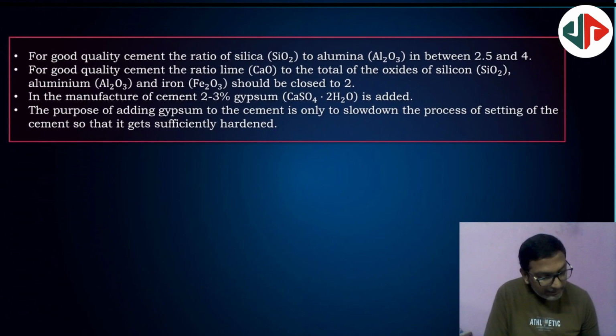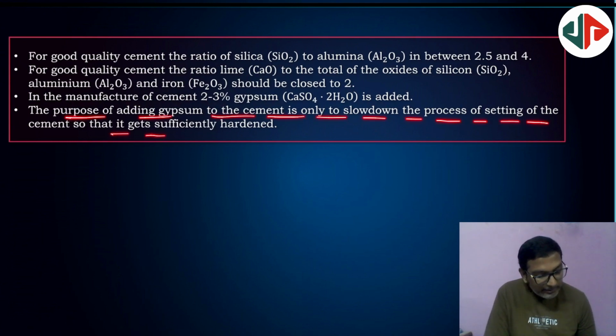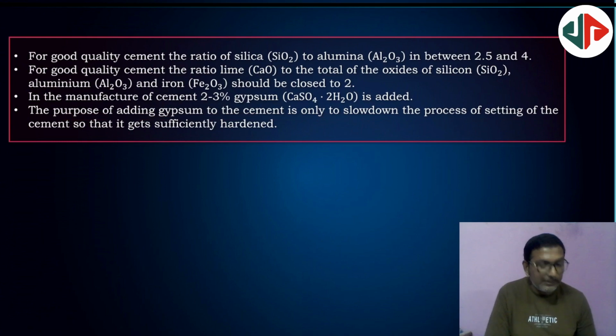Next, see here, for good quality cement, ratio of silica to alumina lies between 2.5 and 4. Next, for good quality cement, the ratio of lime to the total oxides of silicon, aluminium and iron will be closer to 2. Next, in the manufacture of cement, 2 to 3% of gypsum is added to slow down the setting process. The purpose of addition of gypsum is to slow down the setting process.